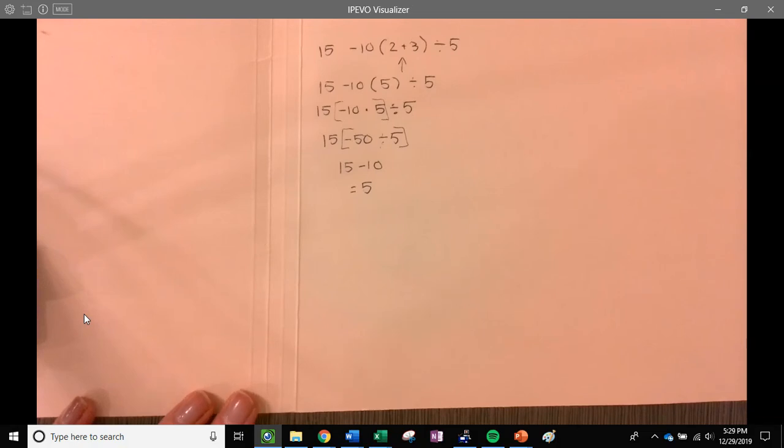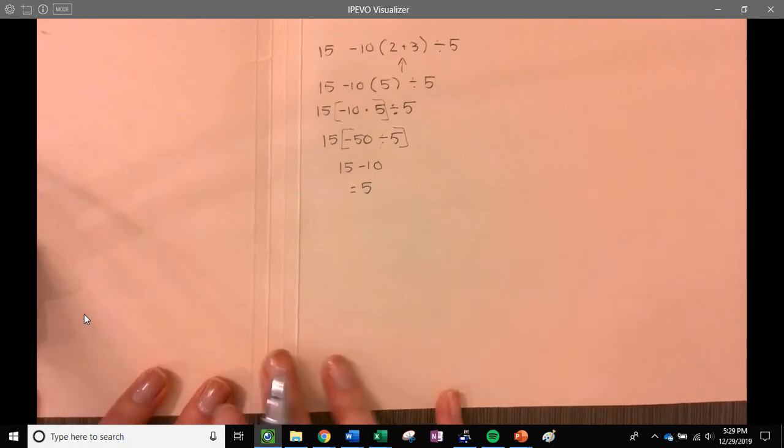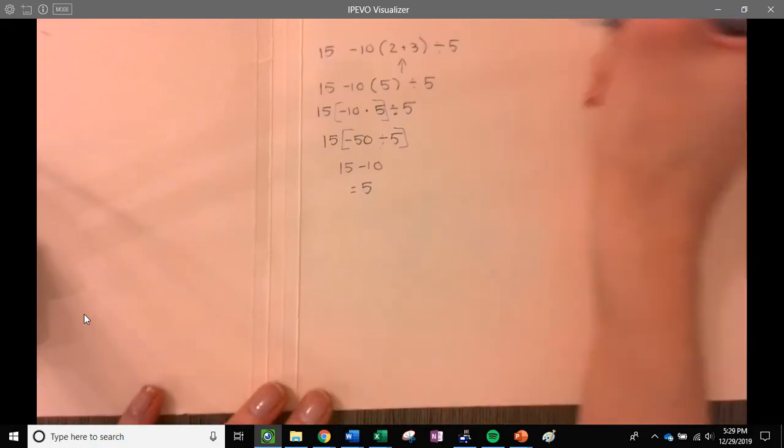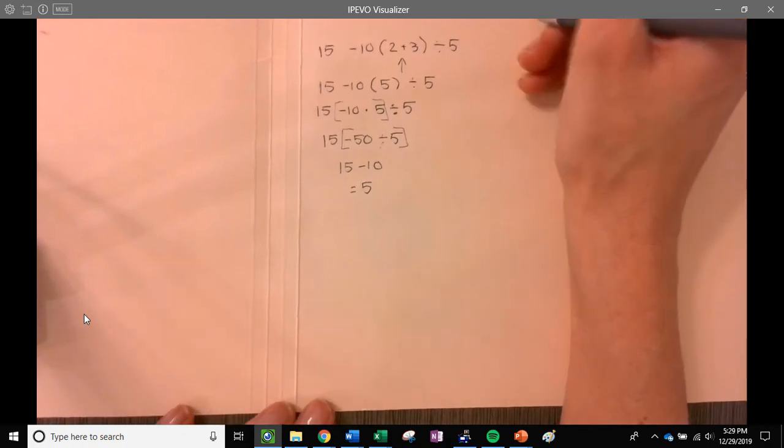Okay, let's try another one. Make sure we've got enough room. Let's do, you don't have this on your notes, so you're going to have to write it in.